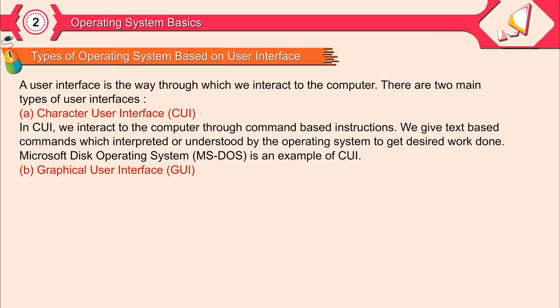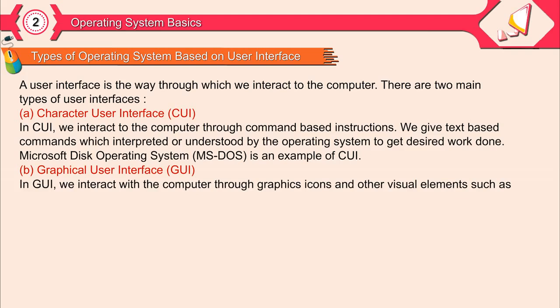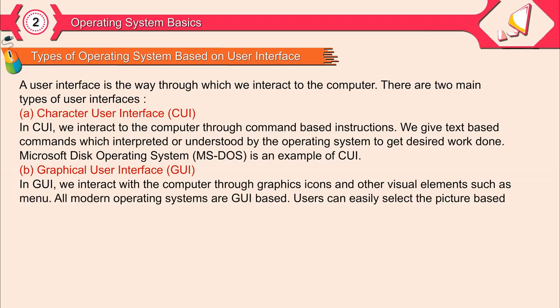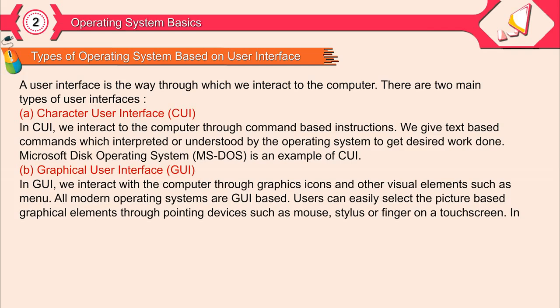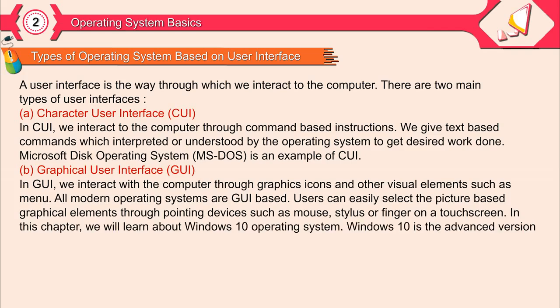Graphical User Interface, GUI. In GUI, we interact with the computer through graphics, icons and other visual elements such as menus. All modern operating systems are GUI-based. Users can easily select the picture-based graphical elements through pointing devices such as mouse, stylus, or finger on a touchscreen. In this chapter, we will learn about the Windows 10 operating system.